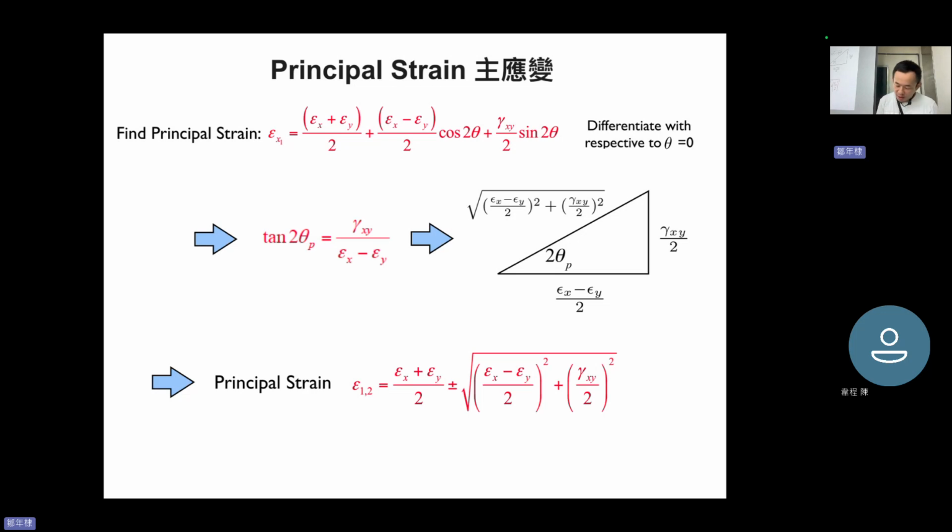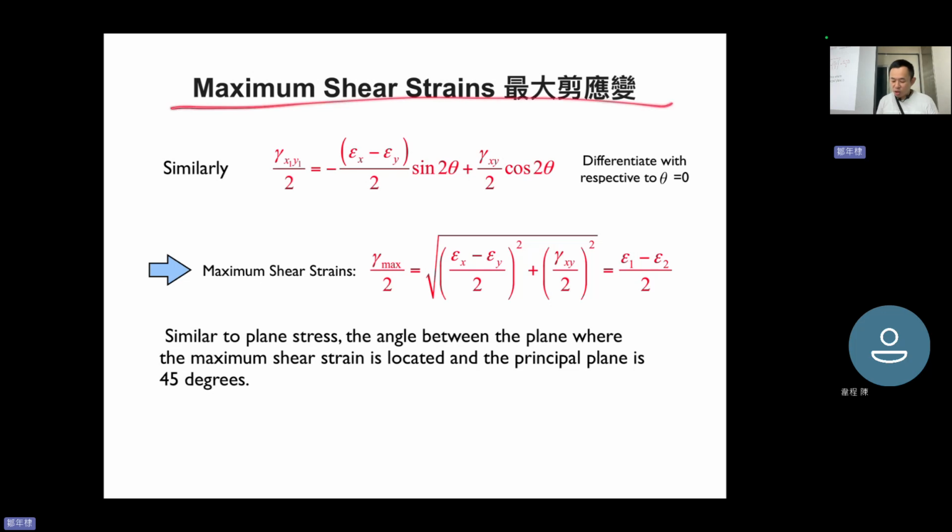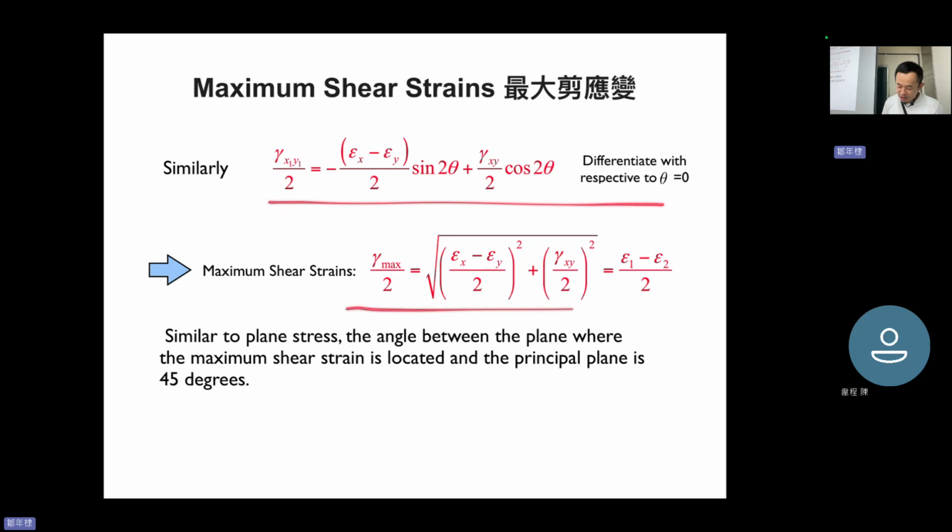We do the differentiation, then set it equal to 0, and we can have tangent 2 theta p, and then you can get exactly the same thing. Your plane strain equal to average plus and minus R. So very, very similar to what we learned. Almost the same. And maximum shear strain, almost the same as well. Do exactly the same thing, and gamma max divided by 2 equals epsilon 1 minus epsilon 2 divided by 2.